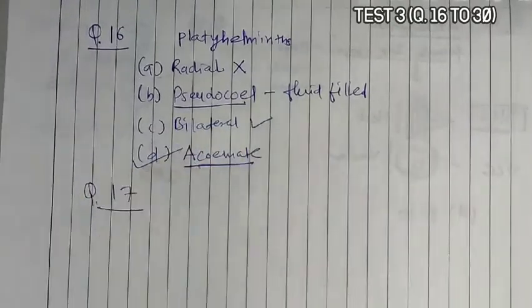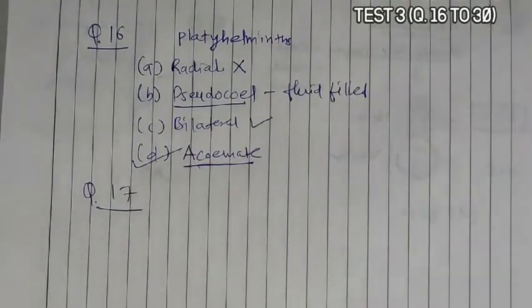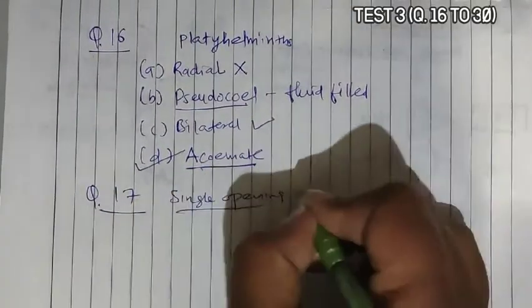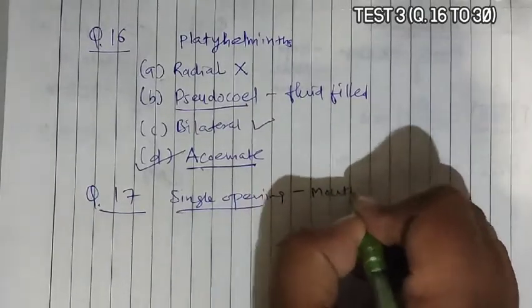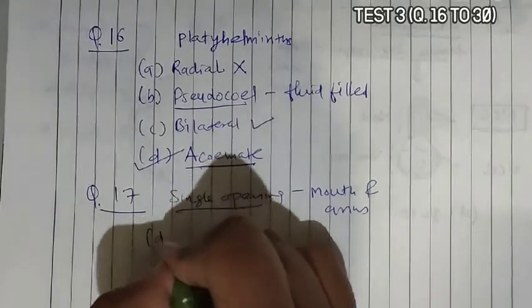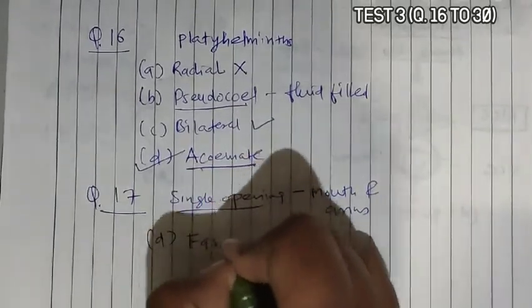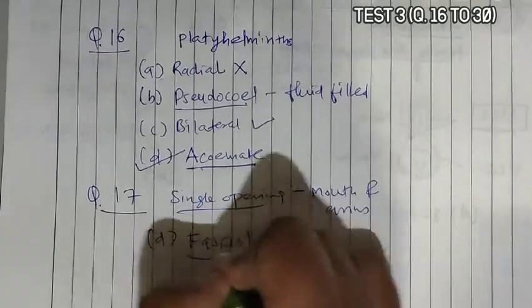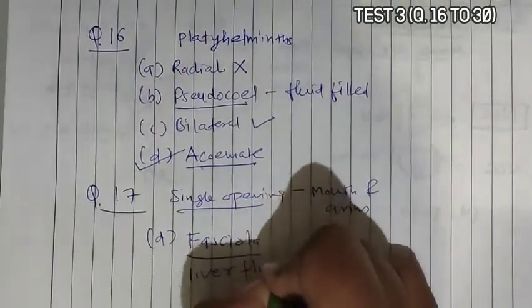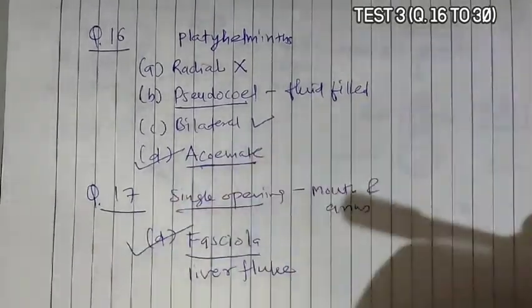Question 17. One example of an animal having a single opening to the outside that serves both as mouth and as anus. Single opening. So it is a fact-based question for mouth and anus. You have to remember option D, that is Fasciola, and this Fasciola is nothing but a liver fluke. That is a platyhelminth. So option D is correct.